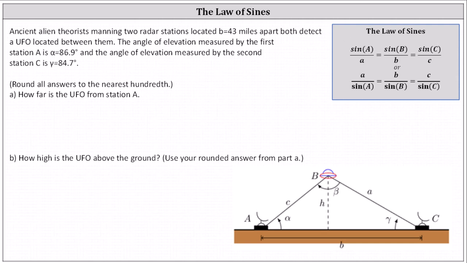We're told the stations are 43 miles apart, which is the length of side B. We're told the angle of elevation from station A is 86.9 degrees, which is labeled alpha. And the angle of elevation from station C is 84.7 degrees, which is labeled gamma.